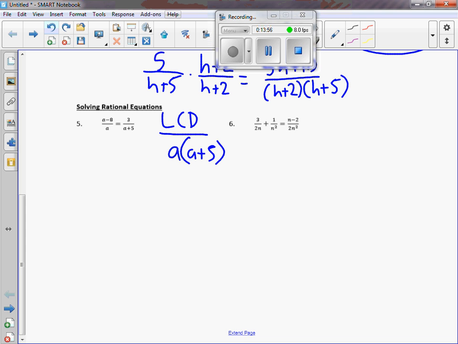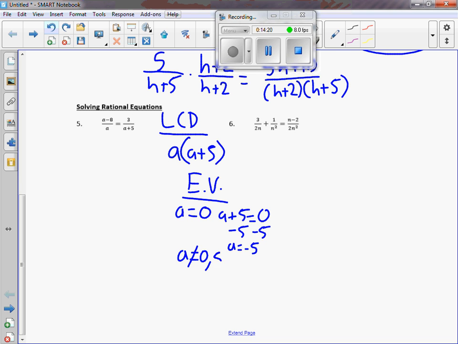Next thing we need to do is find our excluded values. We do that by taking our lowest common denominator. Anything with a variable, anything with an x, anything with an a in this case, set it equal to 0 and solve it. What that means is a cannot equal 0 or 5. If we come up with 0 or 5, that's going to be no solution. So what we're going to do is, let me write these a little bit bigger.